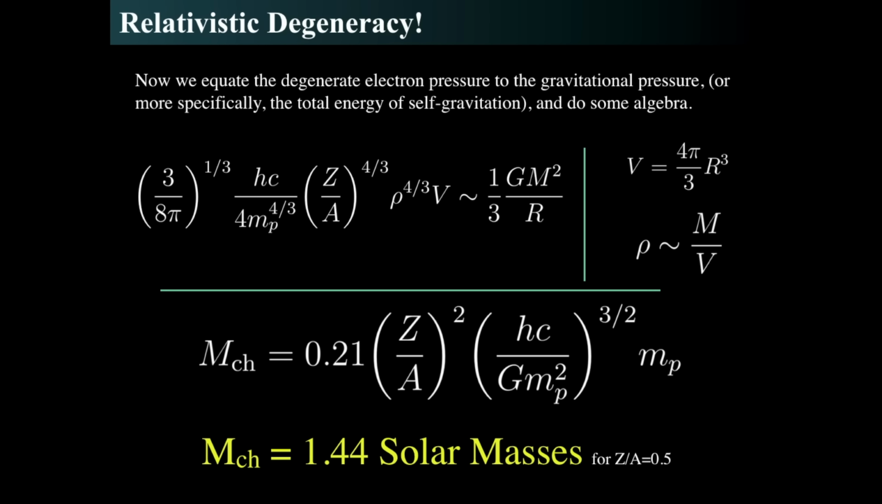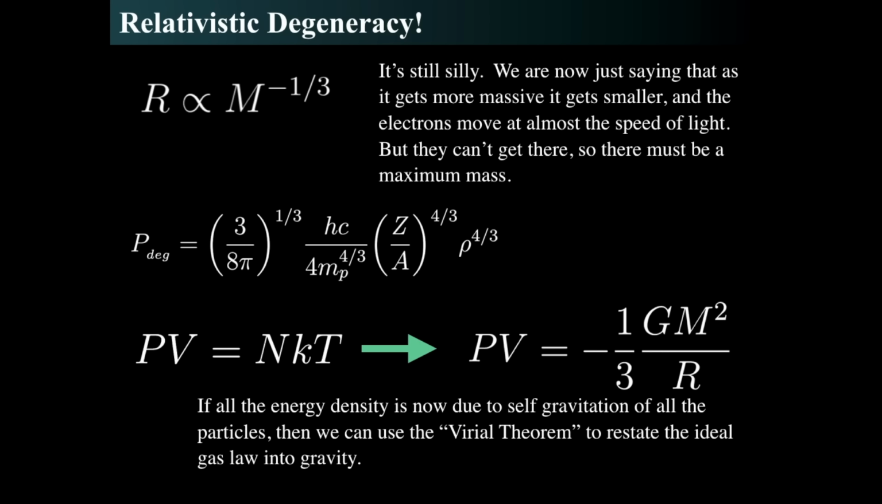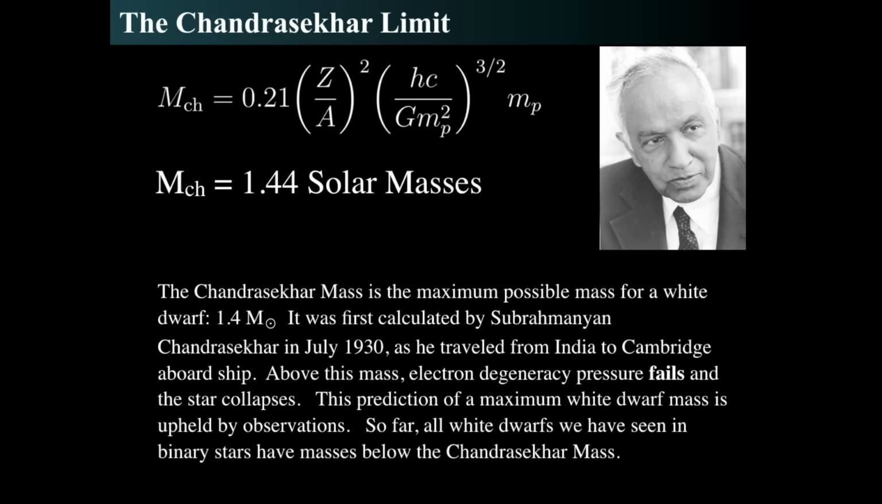And the radius disappears, and we find that there is an absolute maximum to the mass of a star when the relativistic degenerate gas becomes the entire self-gravitational total energy of self-gravitation. We find that the maximum mass for a white dwarf is 1.44 solar masses. That's really strange. That's what that latter equation says. It's called the Chandrasekhar limit. And the Chandrasekhar limit basically says that the maximum possible mass for a white dwarf is 1.44 solar masses.